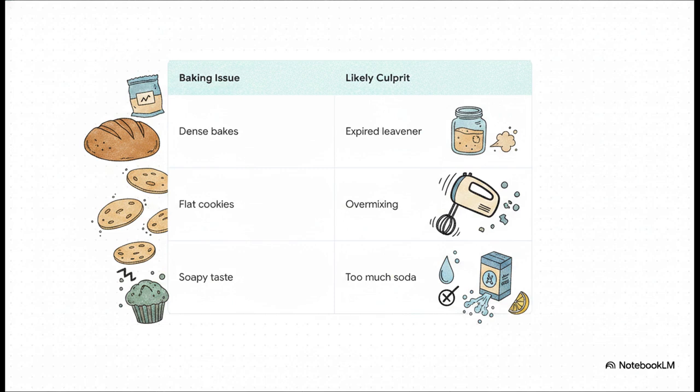If your cookies are flat and spreading all over the pan, you probably overmixed the dough and physically popped all those precious bubbles before they even hit the oven. And if you bite into a muffin and get this harsh, soapy, metallic taste, that means you overdid the alkaline baking soda, and there simply wasn't enough acid in the recipe to neutralize it.